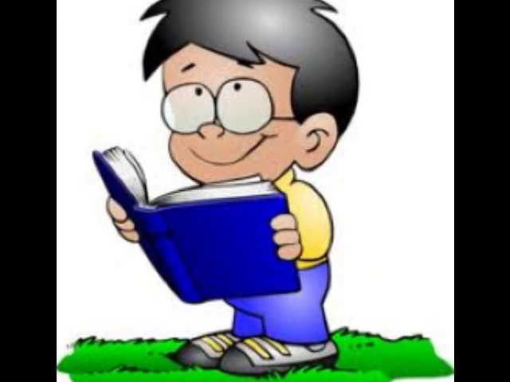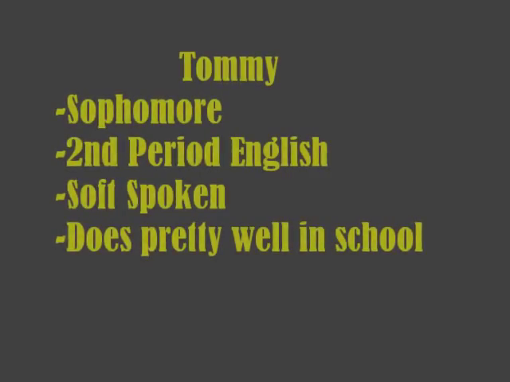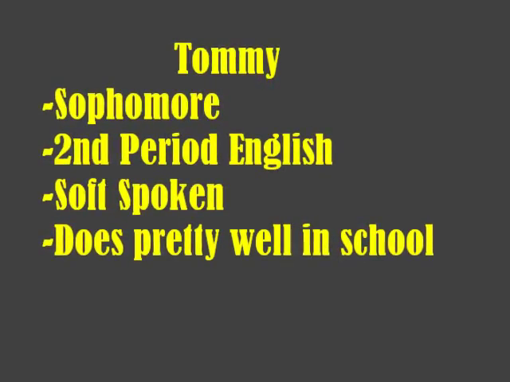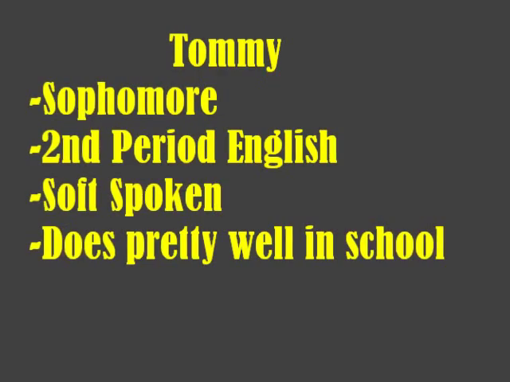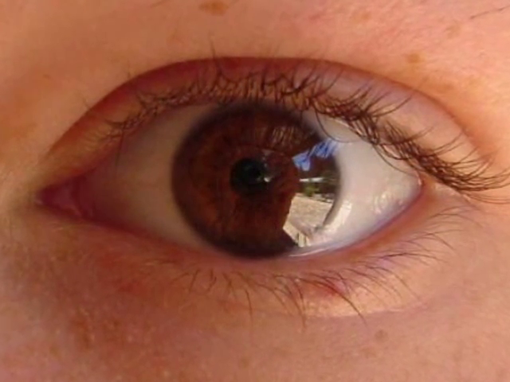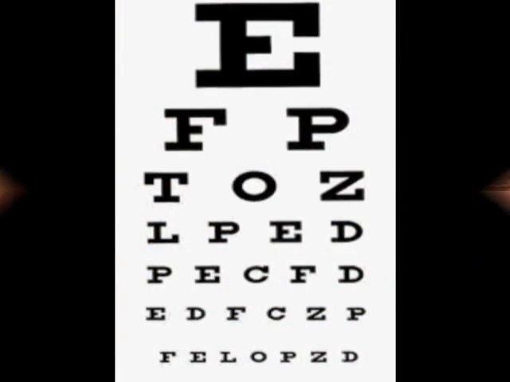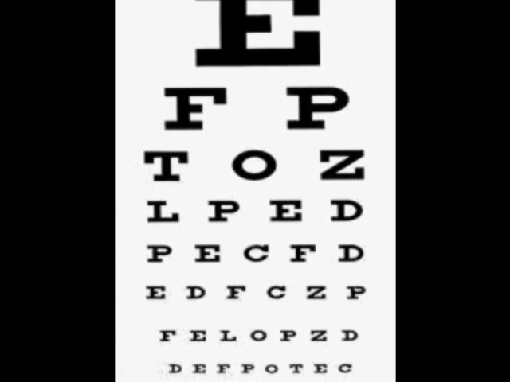Meet Tommy. Tommy is a soft spoken sophomore student who does pretty well in most of his classes. He is in your second period sophomore English class. Tommy has a visual impairment and has an IEP that states he must have notes and written tests printed in an enlarged format so they are easily readable. Tests may also be read orally.